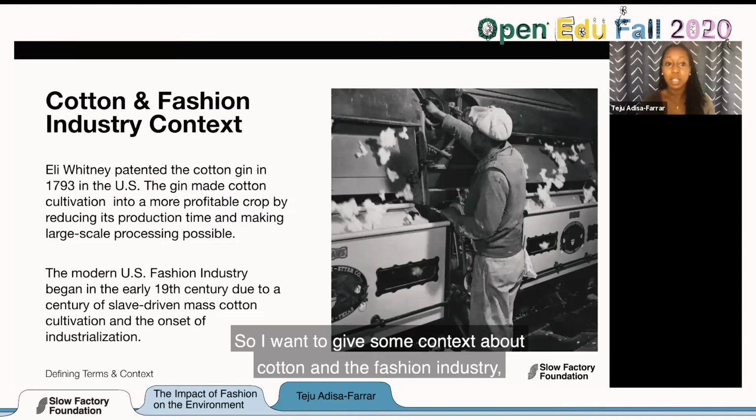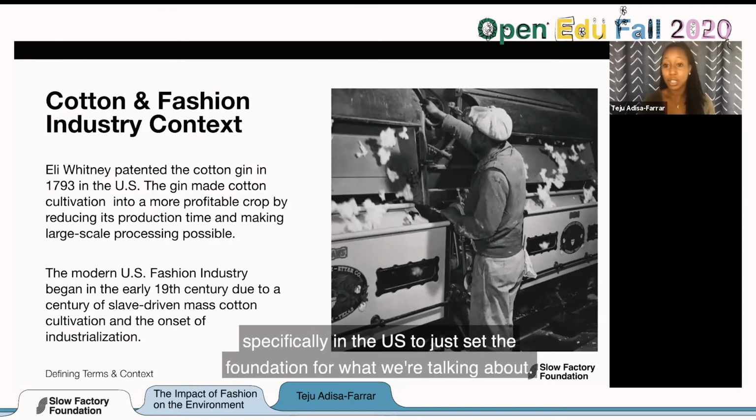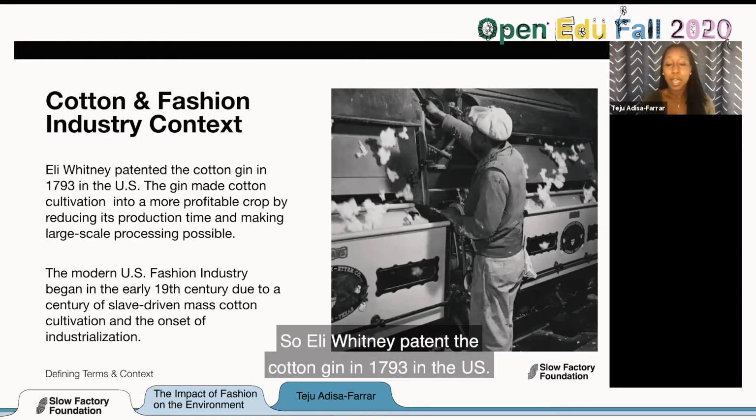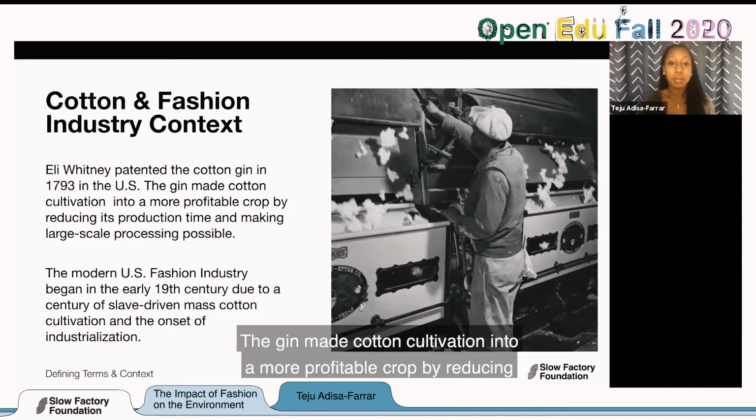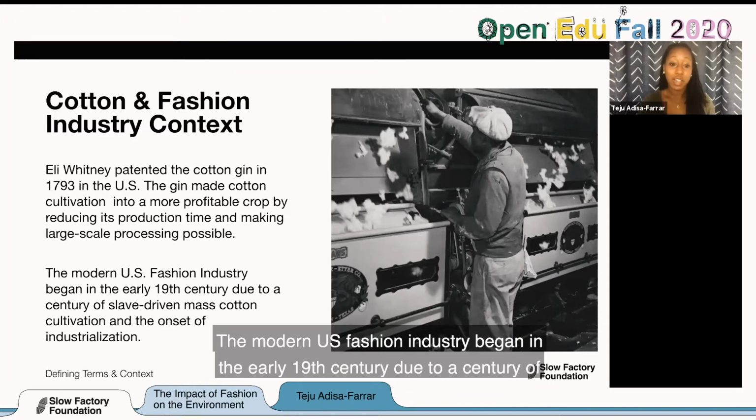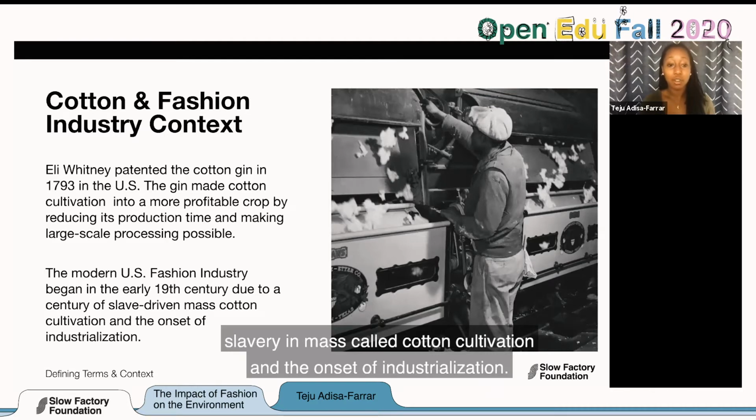So I want to give some context about cotton in the fashion industry, specifically in the US, to just set the foundation for what we're talking about. Eli Whitney patented the cotton gin in 1793 in the US. The gin made cotton cultivation a more profitable crop by reducing its production time and making large-scale processing possible. The modern US fashion industry began in the early 19th century due to a century of slave-driven mass cotton cultivation and the onset of industrialization.